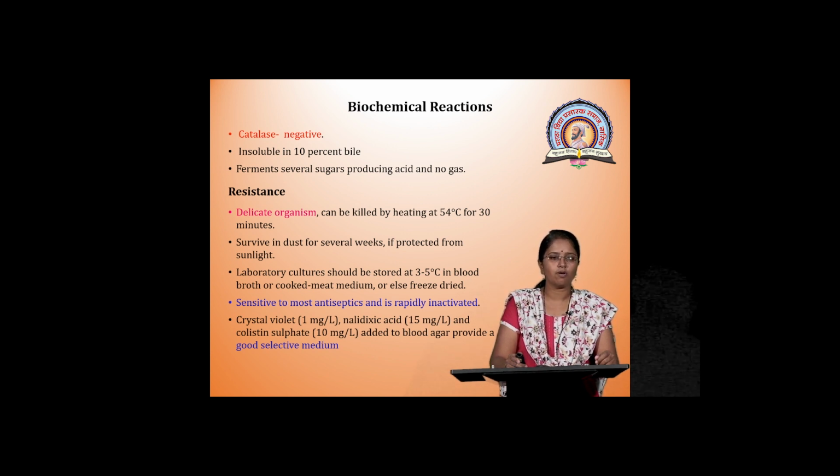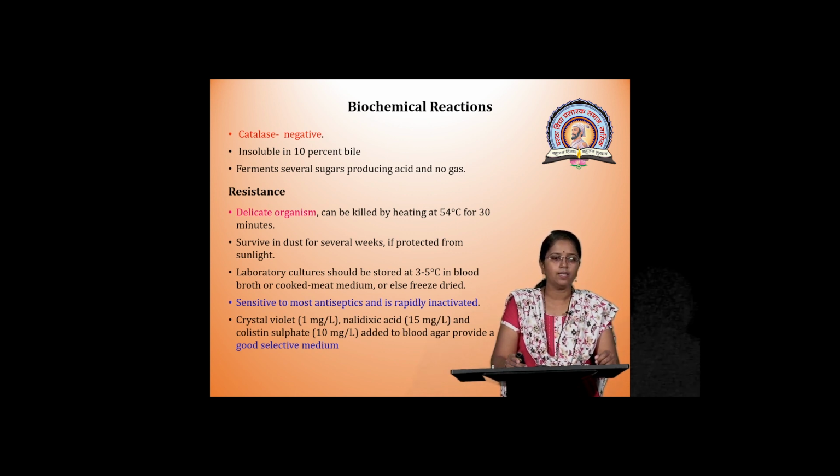If you see resistance of this streptococcus, it is a highly delicate organism. It is killed by heating at 54 degrees centigrade for 30 minutes. It survives in dust for several weeks if protected from sunlight, as it is delicate. For it to survive, it has to be protected from sunlight. In the laboratory, the culture is stored at 3 to 5 degrees centigrade in blood broth or cooked meat medium, or it can be freeze dried.